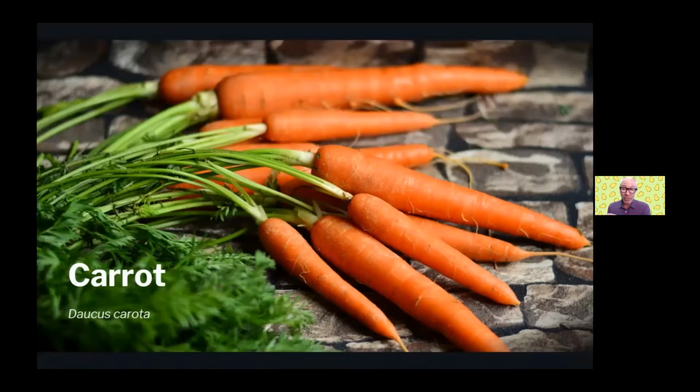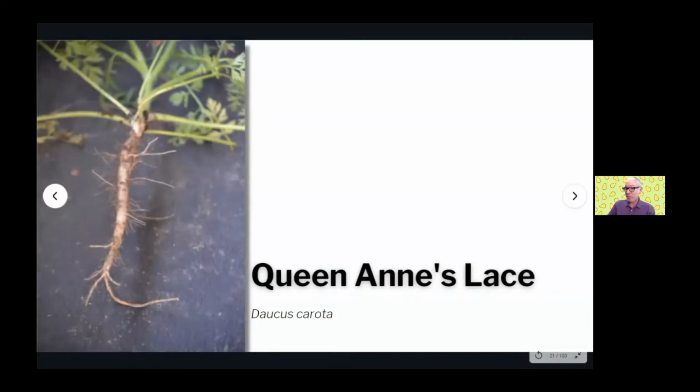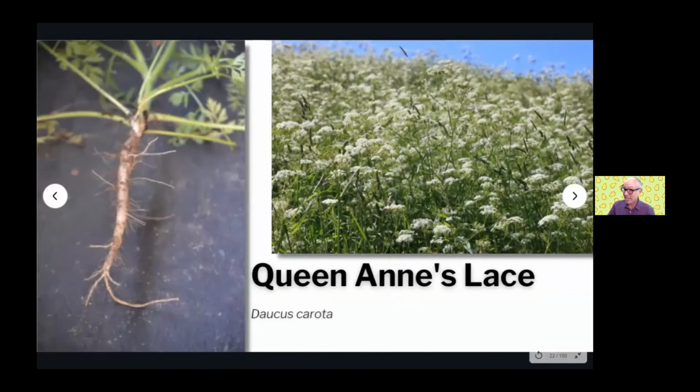In the wild, the carrot, you'll remember our parsnip, this is a relative to carrot, probably the best known of the root vegetables. In the wild, the carrot might be familiar to some as a wildflower. Carrot, grocery store carrot, is the same species as a wildflower known as Queen Anne's lace.